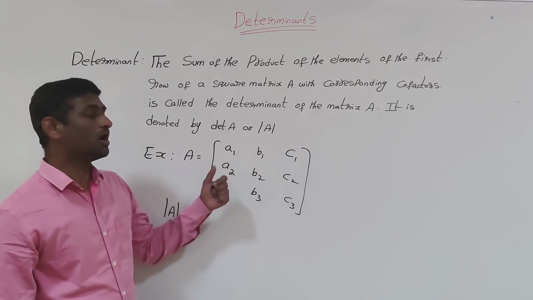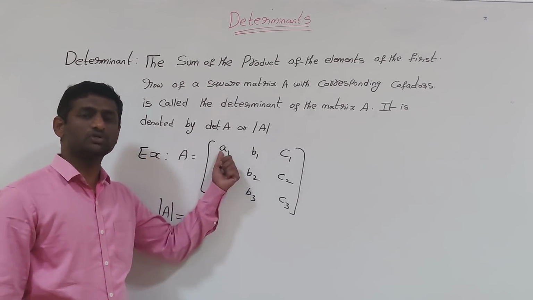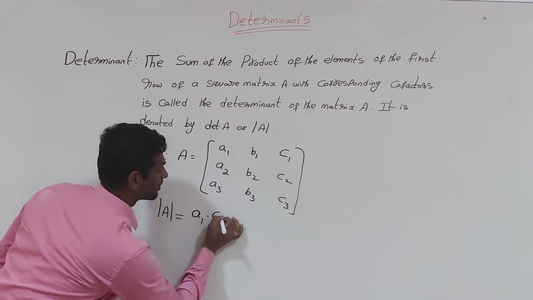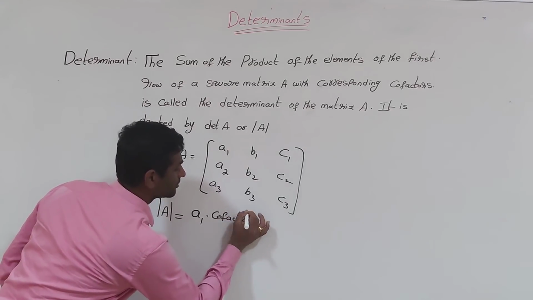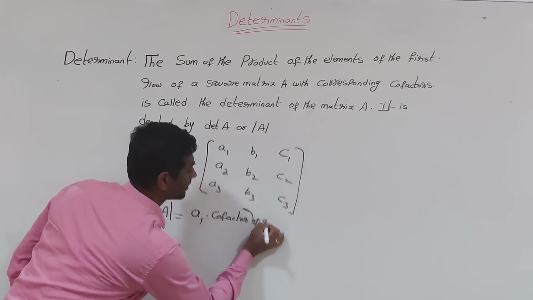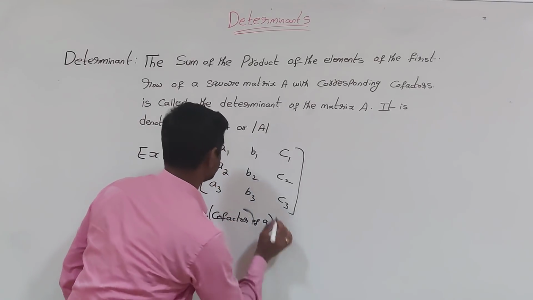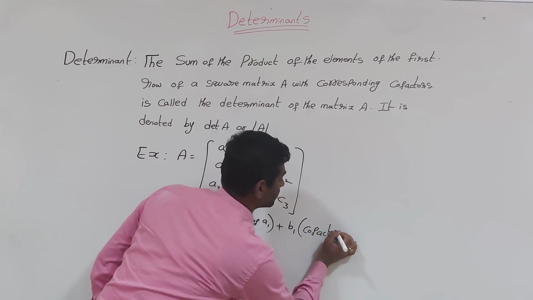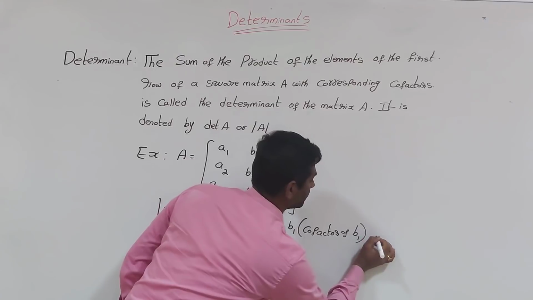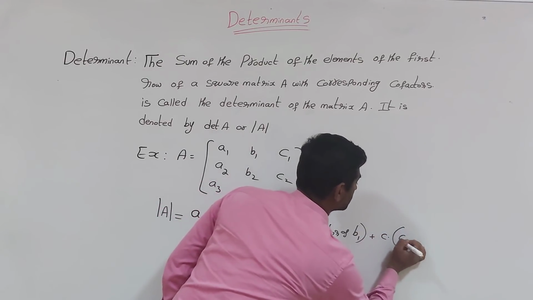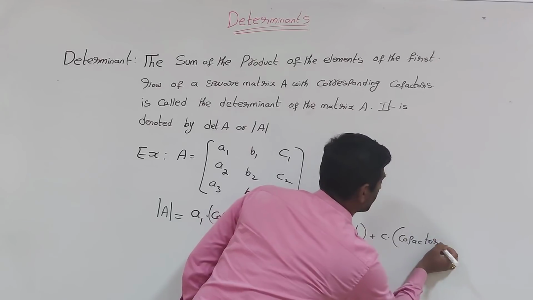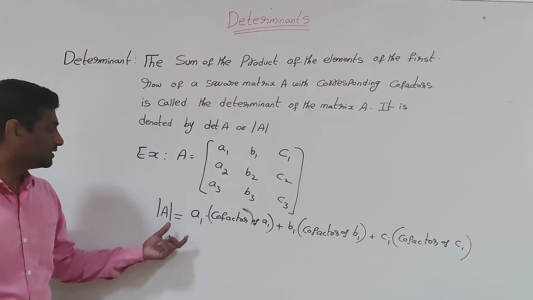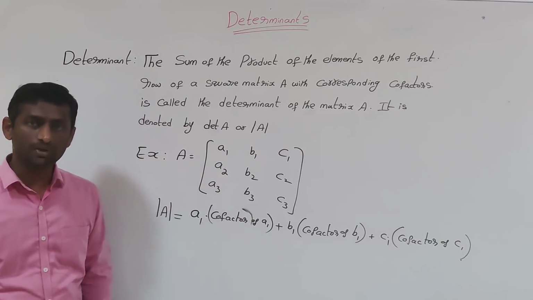And you are well known with how to find the cofactors of the first row. That is A1 into cofactor of A1 plus B1 into cofactor of B1 plus C1 into cofactor of C1. So this gives the determinant of a 3 by 3 matrix.